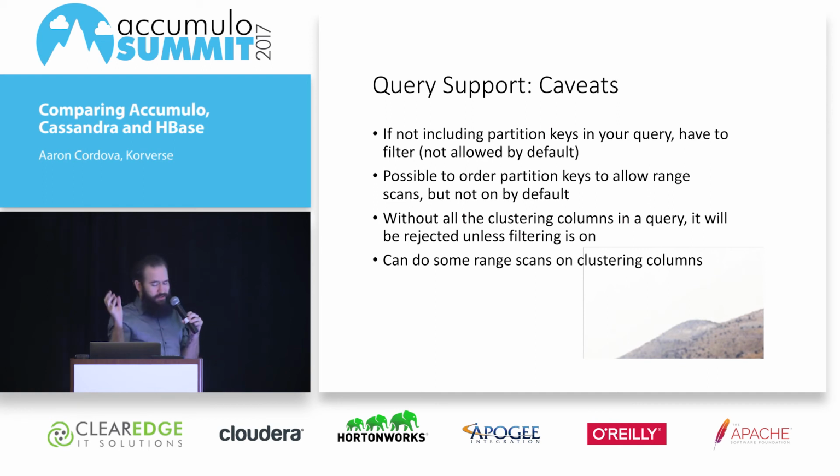If you don't want to query for a particular user, like in our previous example, it won't do your query at all. It's like, you have to at least tell me what user you're talking about. I won't let you do any scan over a column like Accumulo will, unless you turn on this thing called filtering, which is turned off by default because it's effectively a table scan. It's possible to order your partition keys to allow range scans, so you don't have to hash your partition keys. But again, that's not the default.